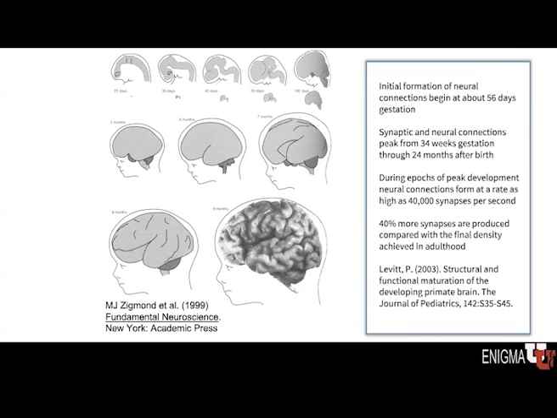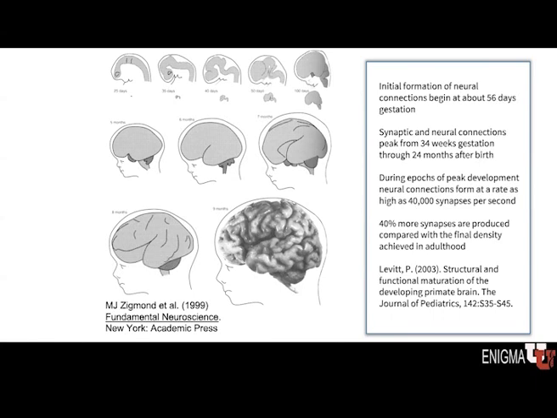So this is a time of very rapid development in the brain as the various neurons are forming connections with each other. And these connections form at an astonishing rate. During peak periods of development, it's estimated that those connections form at a rate as high as 40,000 synapses per second.